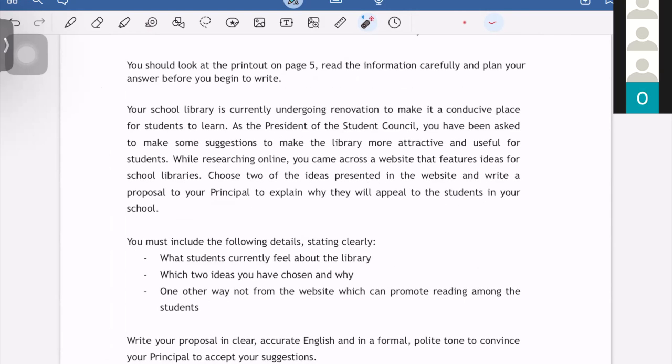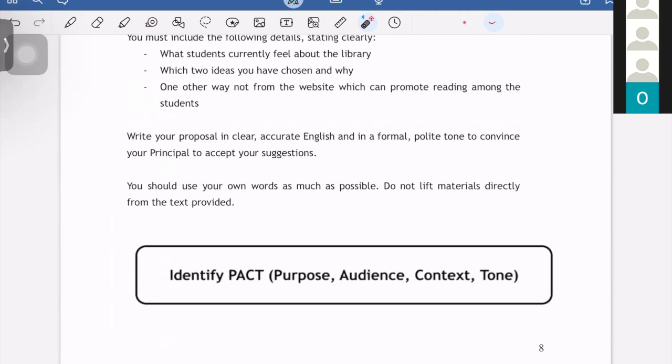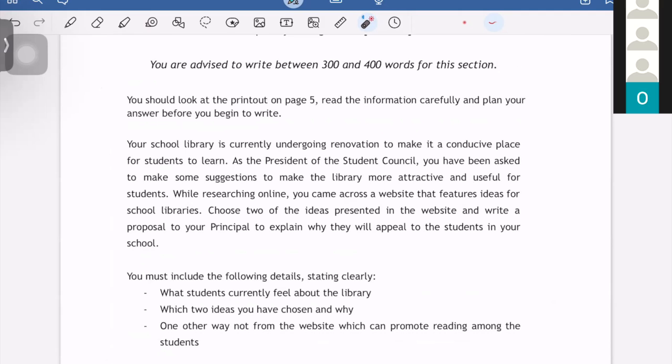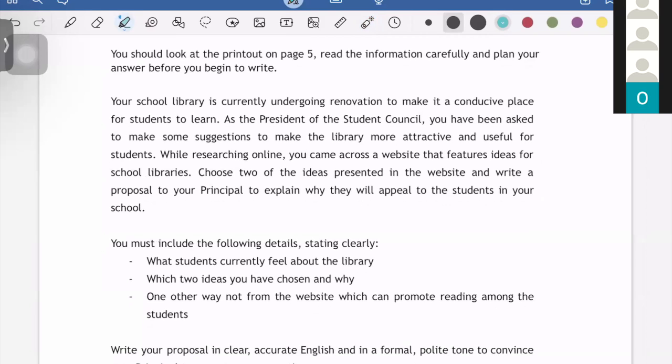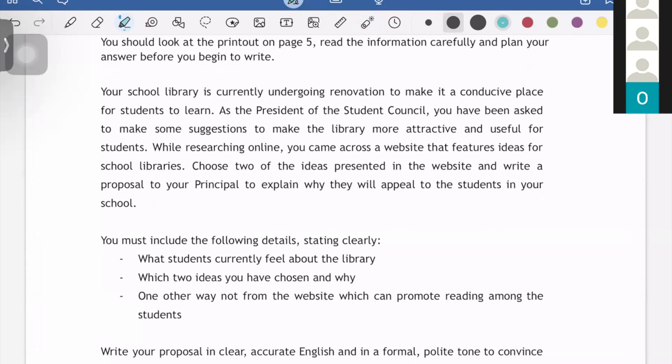Okay, so just now we were talking about PACT. This is what you should be identifying when you look at your situational writing questions. So first part, your school library is currently undergoing renovation to make it a conducive place for students to learn. As the president of the student council, you have been asked to make some suggestions to make the library more attractive and useful for students. This entire part is your content. This is what you are going to be writing about. So check with what you have underlined.